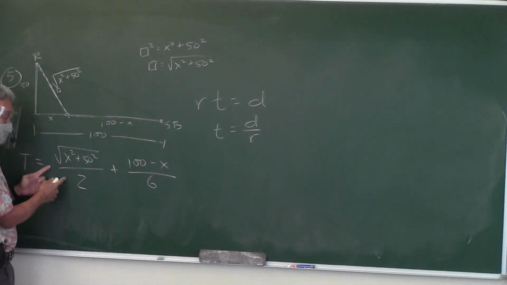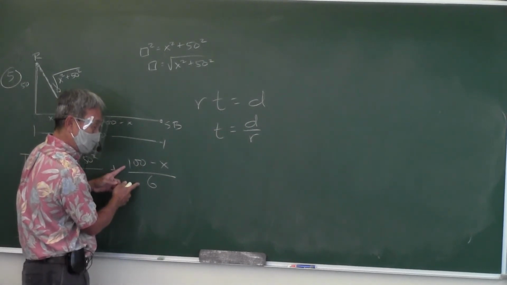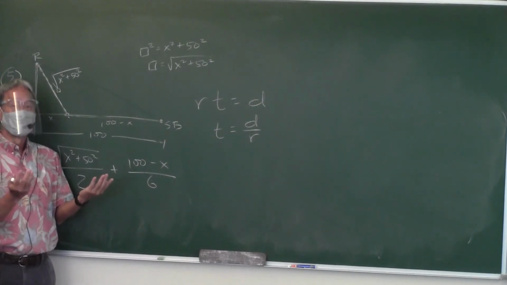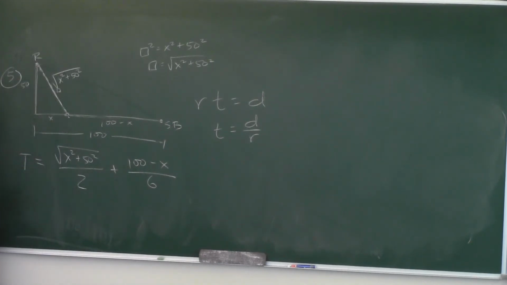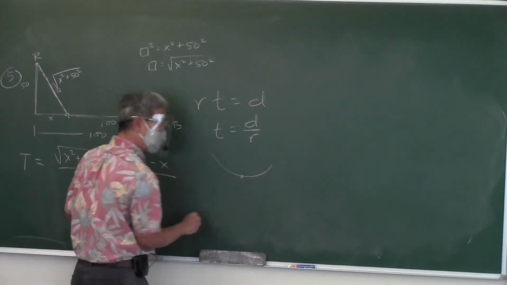This is the time that the lifeguard spends swimming. This is the time the lifeguard spends running. If you add them together, isn't that the total time? There you go. So you got to be able to get there. Now you graph this on your calculator, and you should see a minimum point.